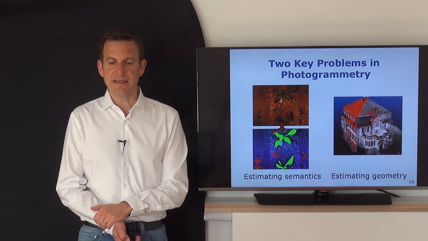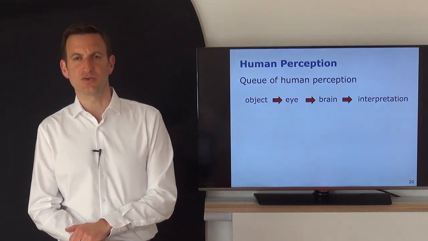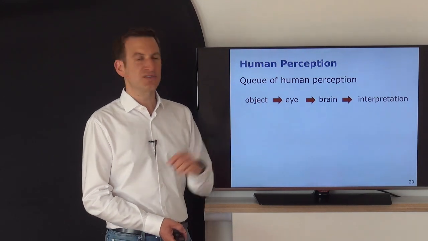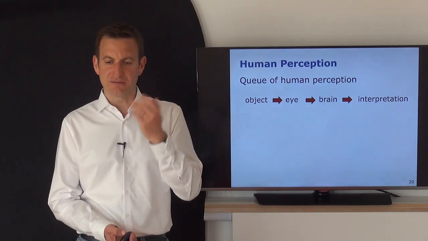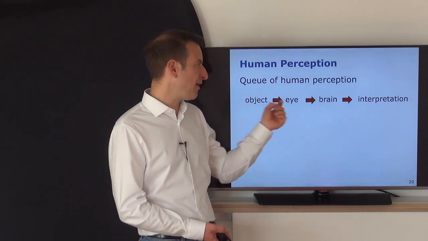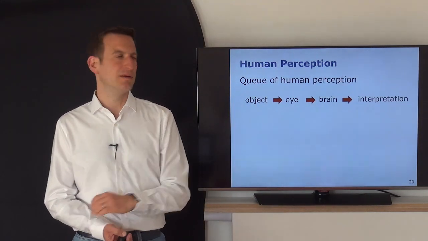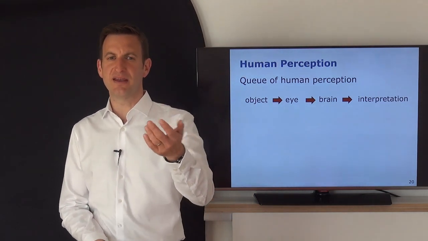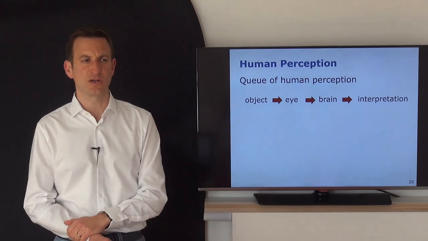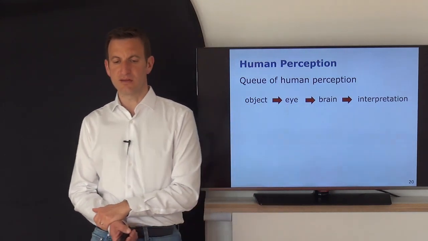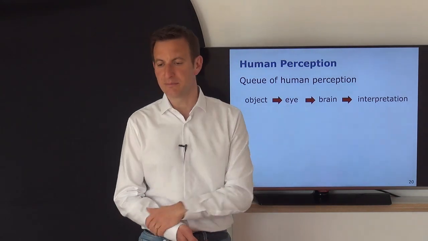And we can actually relate that to a form of human perception. So what happens typically, we have an object which is observed by our eyes, which is kind of our sensor. And then the information from our eye goes to our brain, and the outcome is an interpretation of the scene, for example, estimating where objects are located or what object we are seeing. So from the object to the interpretation through eye and brain.